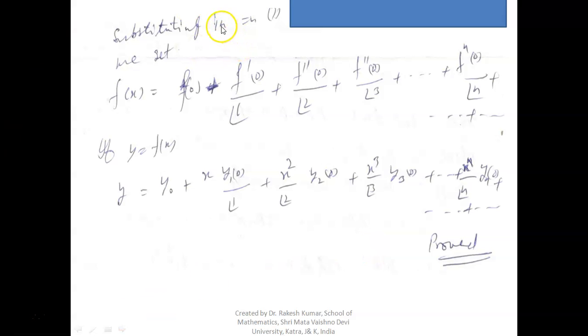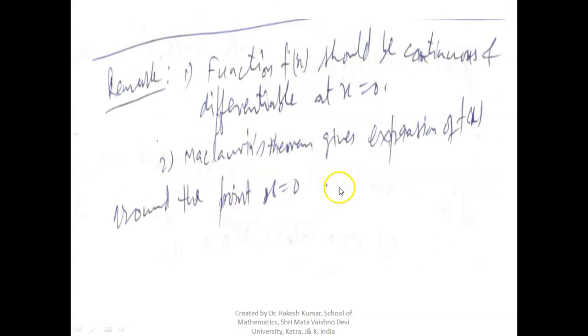So substituting these values in equation number 1, we get f(x) is equal to f(0) plus f dash 0 upon 1 factorial, f double dash 0 upon 2 factorial, and so on, fn(0) upon n factorial plus and so on. So if y equal to f(x), it is just replacing f(x) by y, so y equal to y0 plus x into y1(0) upon 1 factorial, x square upon 2 factorial y2(0) and so on, x raised to power n upon n factorial yn(0) and so on, and hence the proof of this theorem.